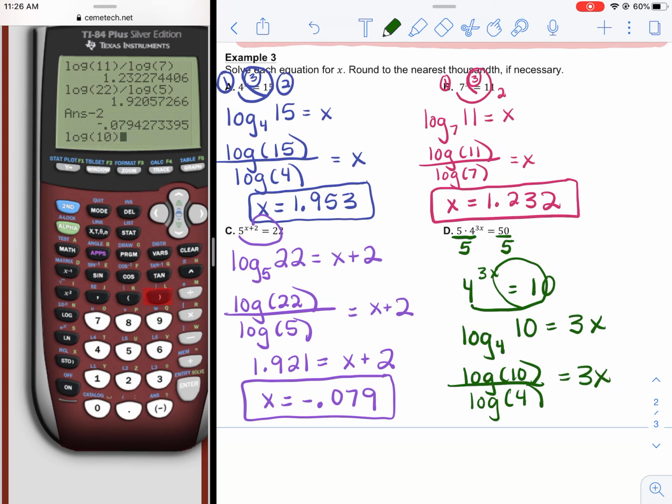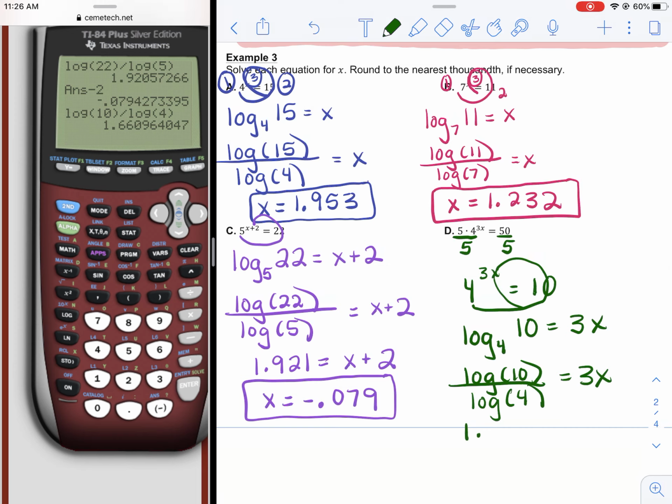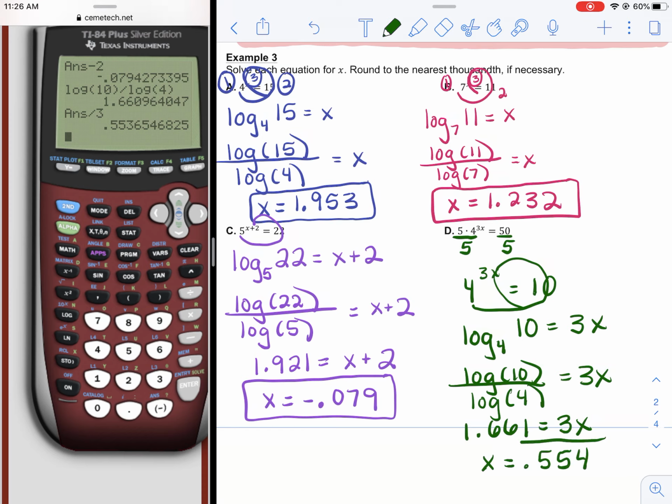So log of 10 divided by log of 4 equals, okay, I get 1.661, and that equals 3x. So the last step is to divide both sides by 3, and your answer is 0.554.